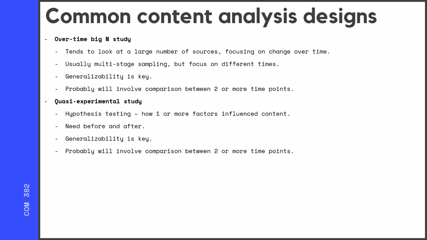And then a quasi-experimental study involves hypothesis testing, which will look at how one or more factors influence the content. You're generally going to do a before and after, like how was patriotism discussed in Boy Scout magazines before and after September 11th, for example. Generalizability is key. You're trying to argue about how it was before and after, and you're going to be comparing between two different time points.